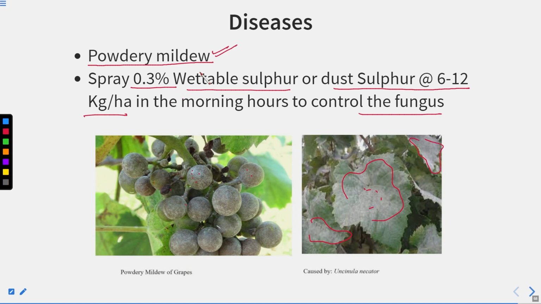So spray of 0.3% wettable sulfur or dust sulfur. Sulfur is the ultimate element that could eradicate this fungal disease, right? At 6 to 12 kg per hectare in the morning hours to control the fungus. So this is the powdery mildew of grapes. Here you can see it is caused by Uncinula necator. This is the name of the pathogen that causes the powdery mildew of grapes.